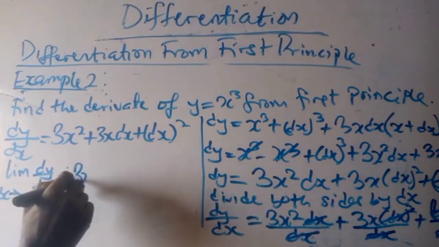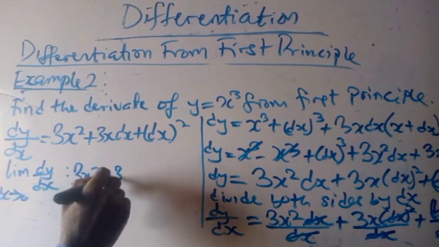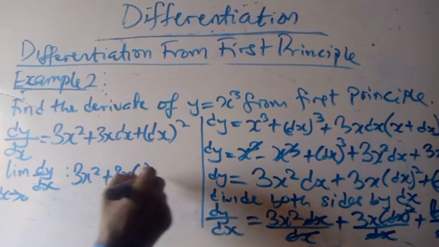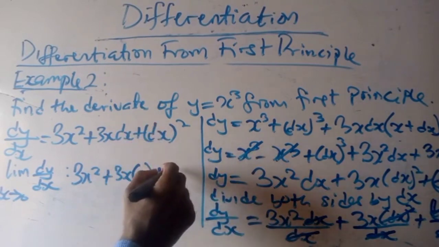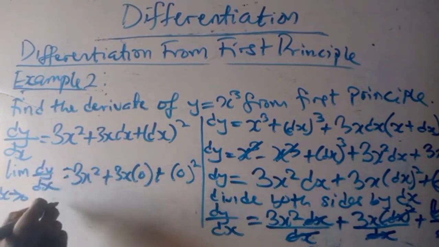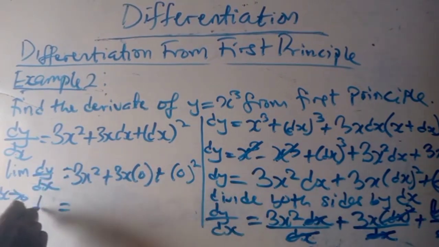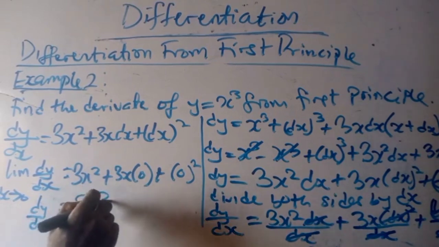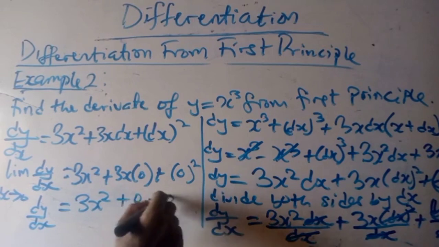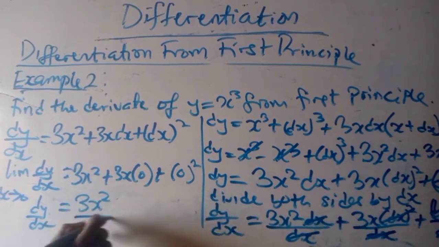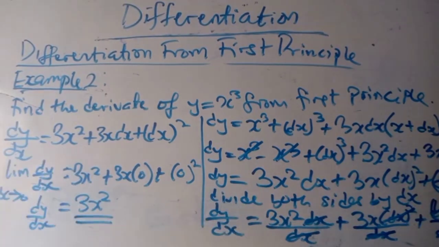So we have 3x squared plus 3 dx, that is 3x multiplies 0. We have dx squared here, so that is 0 squared. So our dy dx now will be equal to 3x squared plus 0 plus 0. So our final answer is 3x squared. What we got when we use general method.